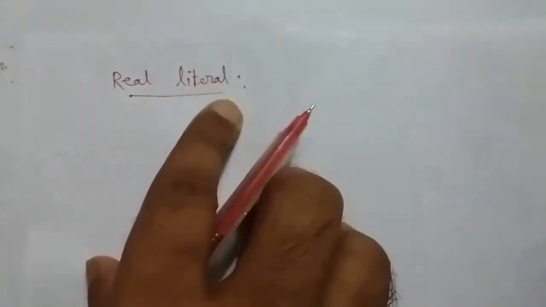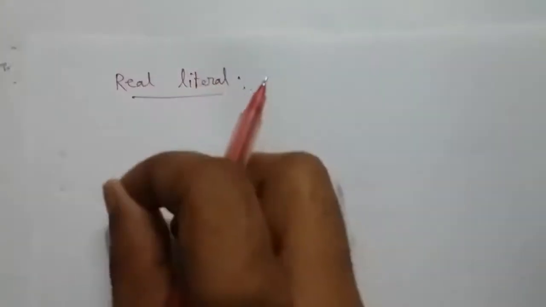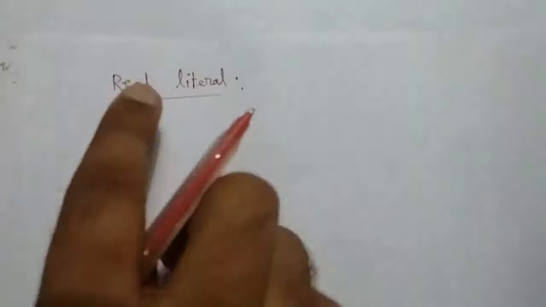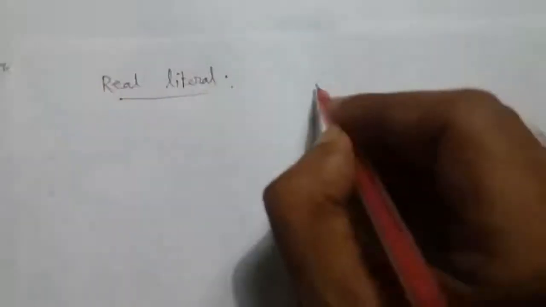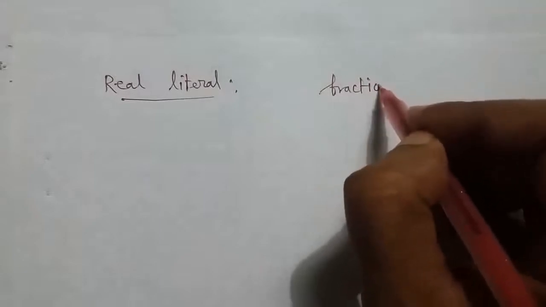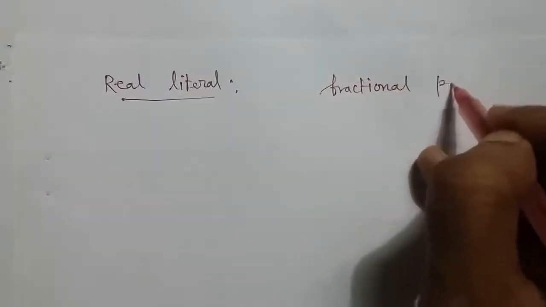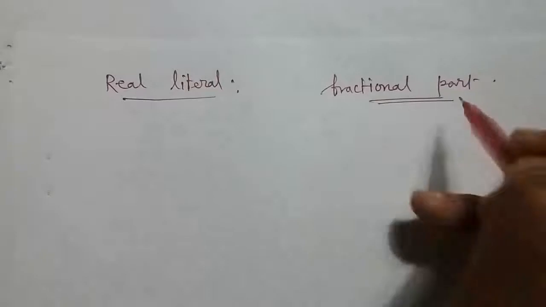Real literals are also known as floating literals. These are numbers with a fractional part. In integer literals there was no fractional part, but in real literals there is one. So a real literal must contain a fractional part, which means there will be a decimal point.